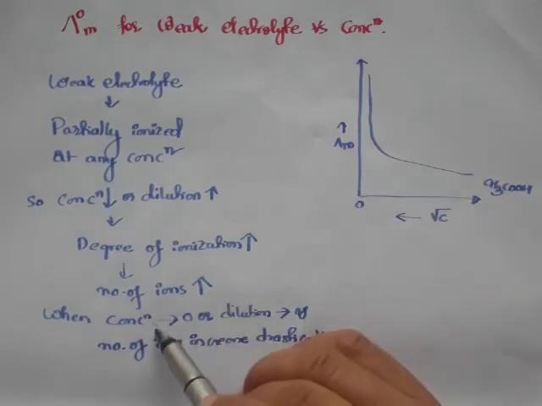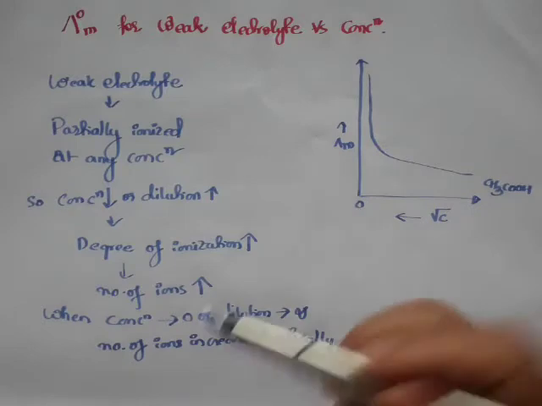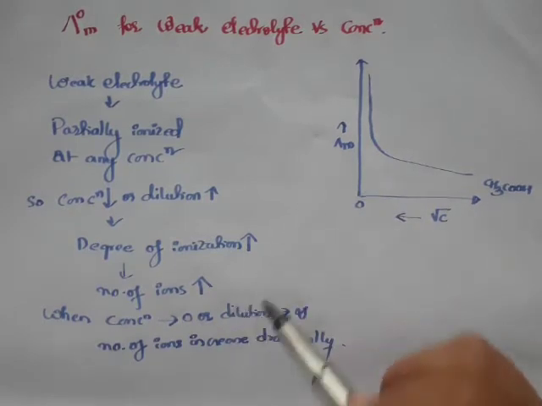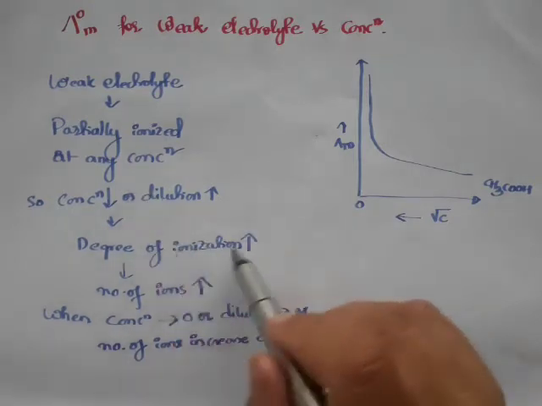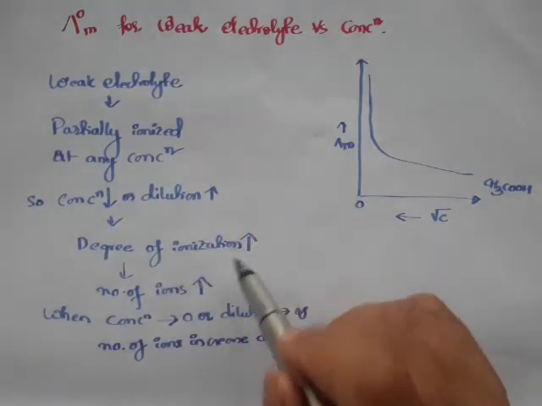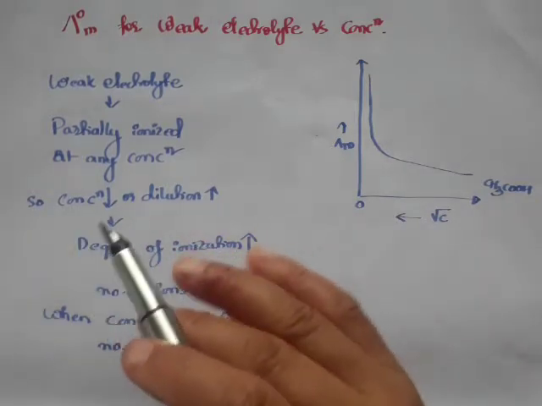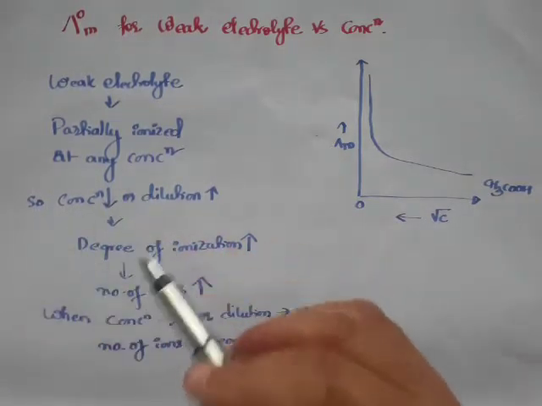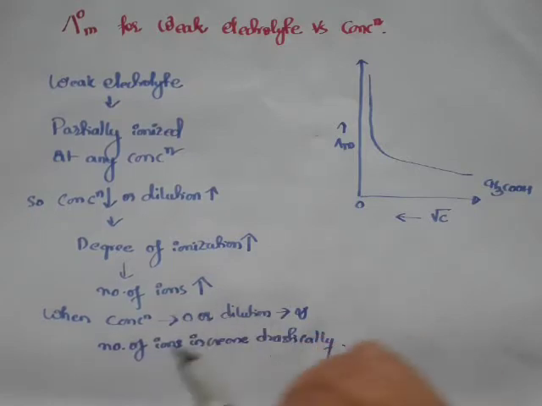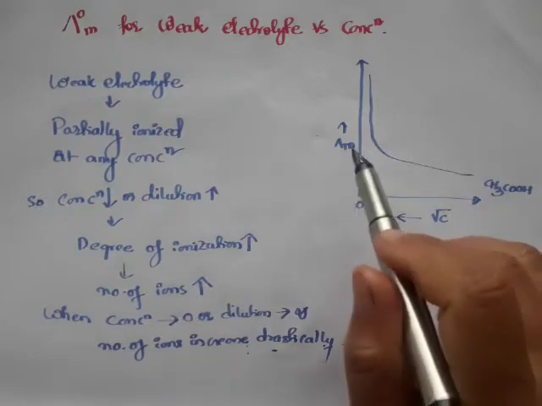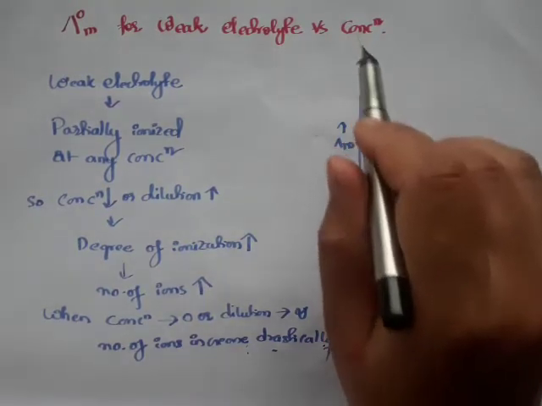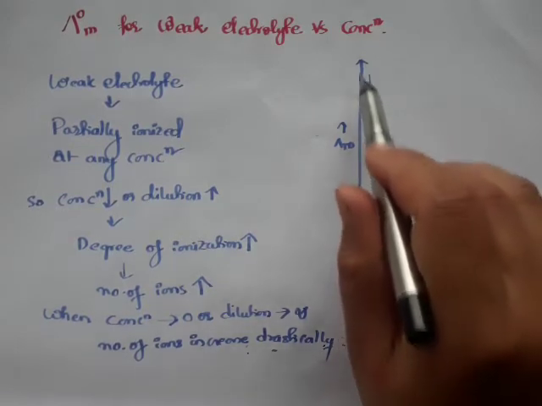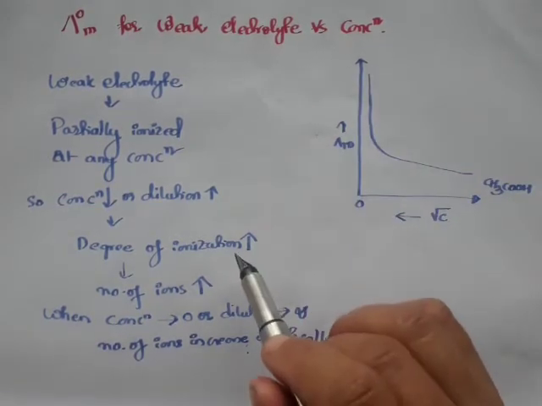Now, when concentration approaches 0, or dilution becomes almost infinite, the degree of ionization becomes 1. That means almost all of the electrolyte will get ionized. Because of that, the number of ions increases drastically, so lambda m will also increase drastically, and it will almost become parallel to this line. This is the steep increase in the molar conductivity.